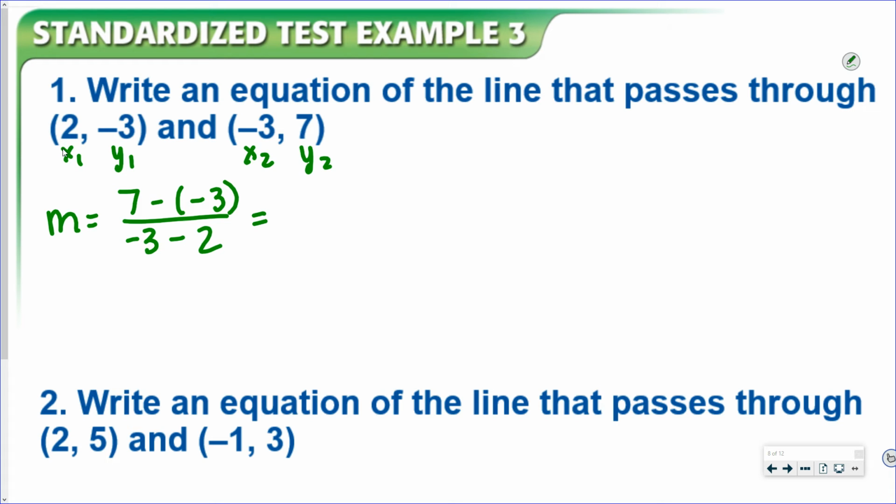So I have to use the slope formula in this case because it didn't tell me what my slope is. But we know how to do this. We get 10 over -5, which reduces to -2. You can do it as -2 over 1 if you want to. However, we're not graphing here. We're just writing the equations.